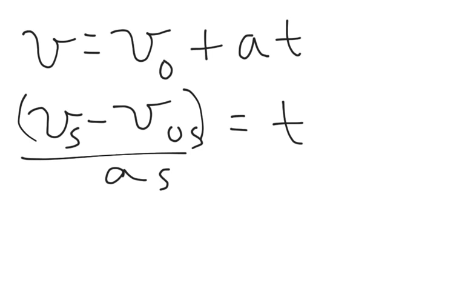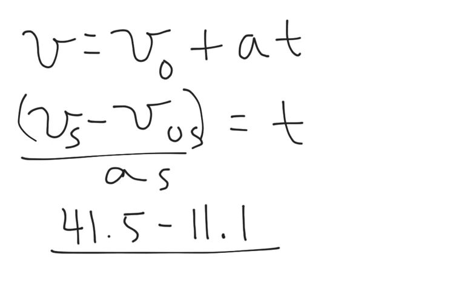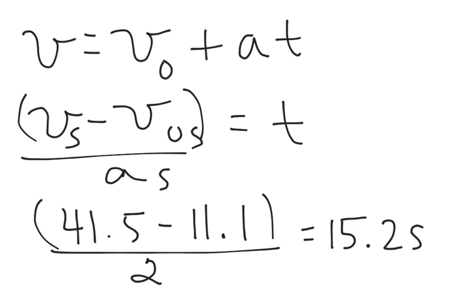So the final speed of Superman, we said, is 41.5. This is all relative to the train, of course. The initial speed of Superman relative to the train was 11.1. And the acceleration of Superman was 2 meters per second squared. And solving for that time, I should get 15.2 seconds. I'm going to double check that right now. Yes, 15.2 seconds. Now that's also the time for the train. So now let's go to the train.